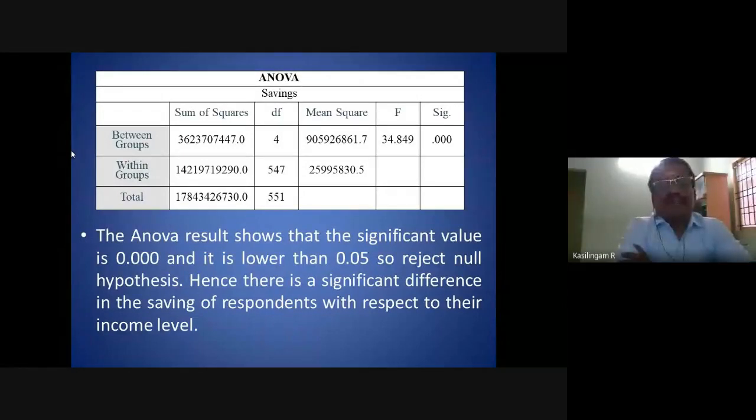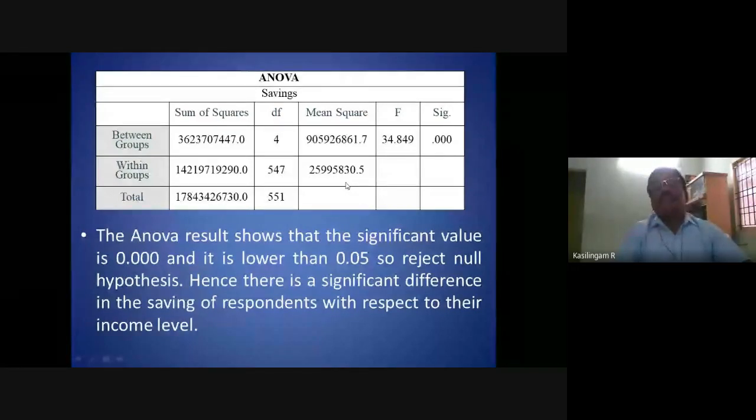Very good. Now, the sum of squares I will come to later. Now, what is the mean sum of squares? Mean sum of square is the sum of squares divided by degrees of freedom. Here also, the within sum of square divided by degrees of freedom is the mean sum of square.